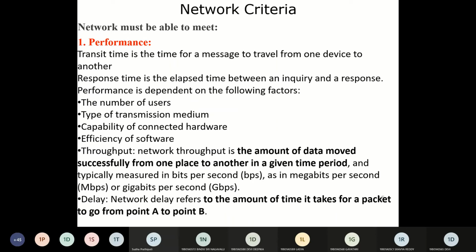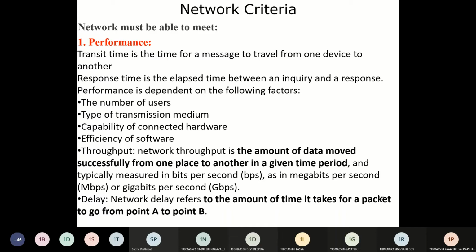Now coming to the network criteria, a network must be able to meet a certain number of criteria. So what is the criteria of the network? We'll just go through those. The first one is performance, the second one is reliability, and the third one is security. These are the network's criteria. Coming to performance, it can be measured in many ways. The first one is transit time, and the second one is response time.